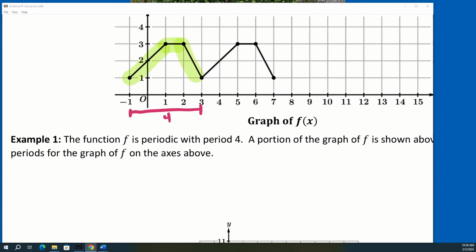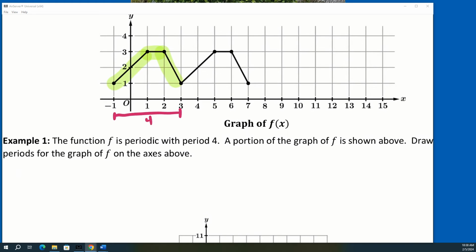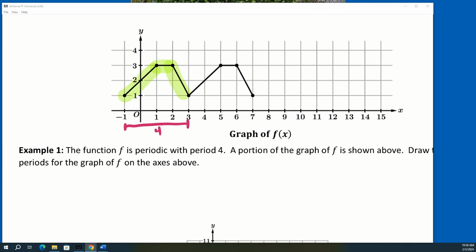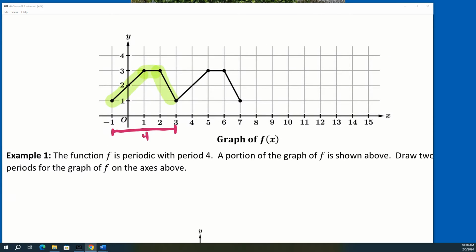Okay, so example 1 tells us that the period is 4, and we have a portion of it. So we're going to graph 2 more periods for this function. We're just going to draw that same pattern again 2 more times. And it would just continue going to the right with that pattern and continue going to the left with that pattern.